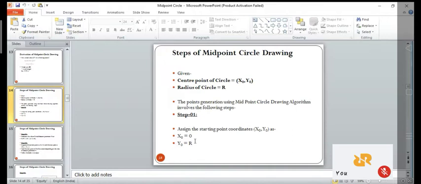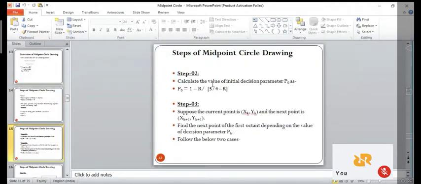Now, generally in the exam, center values are given as 0. That means x and y values will initially be 0, but sometimes the center values are not 0. In that case you will have to perform an additional step, which we'll see in later slides. In this slide you only focus on x, which is initially given as 0, and for y you consider the radius value, which is also given in the question.